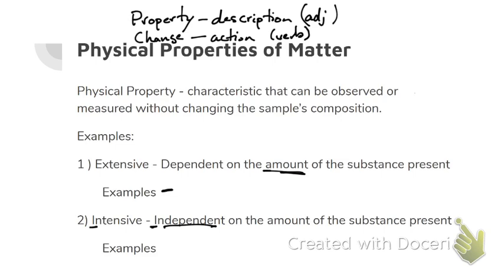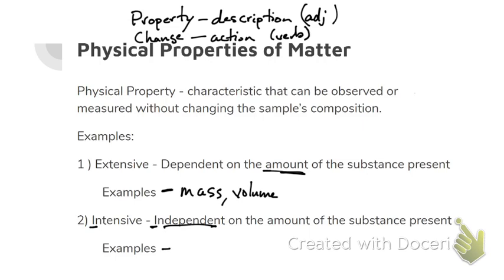Extensive examples are like mass. We can say, oh, that is 40 grams. That's a physical property, right? Because it's not changing the substance itself, but the mass is dependent on the amount. If you add more, the mass will change, meaning it changes depending on the amount you have. Other things are like volume. As you add more of something, the volume increases, so the property will change.